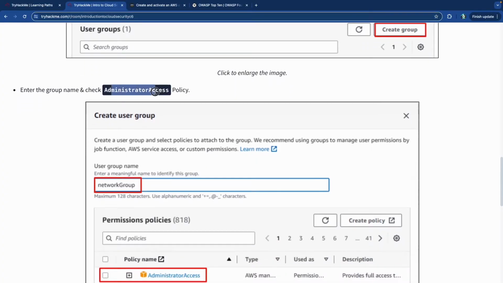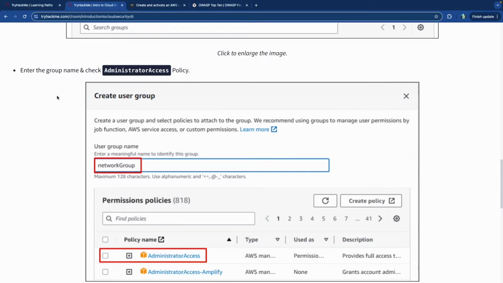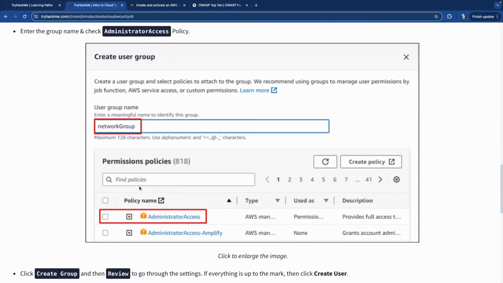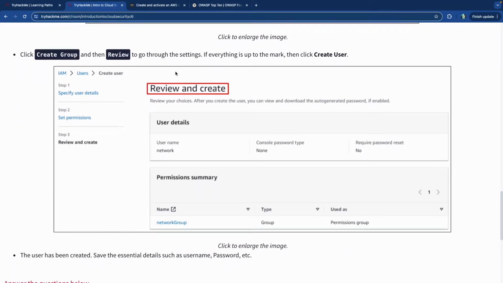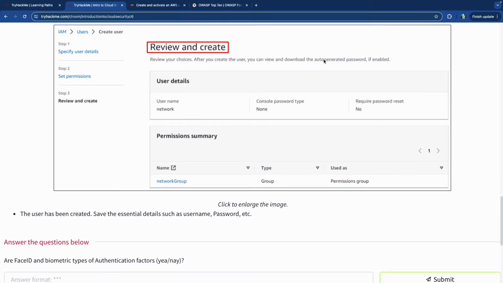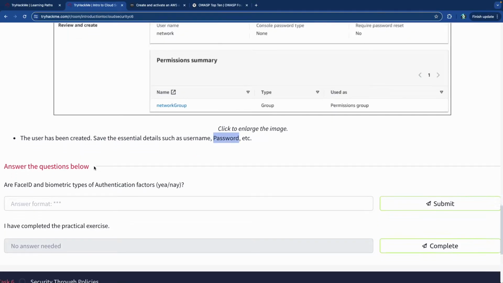And then you're going to choose administrator access for the group itself, which is a permission policy. So it's a group policy that's already been established. Once you have the group name, you choose administrator access as the policy name, which gives them full access to everything. Then you create the group and review the settings. If everything's all good, you click create user, and your user has been created. Then you can save the details for that user.